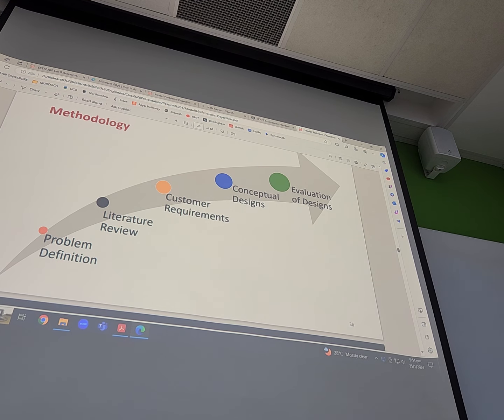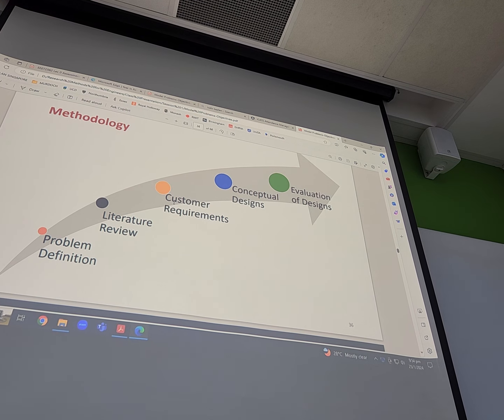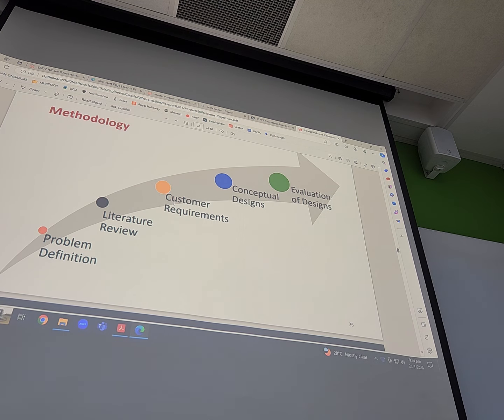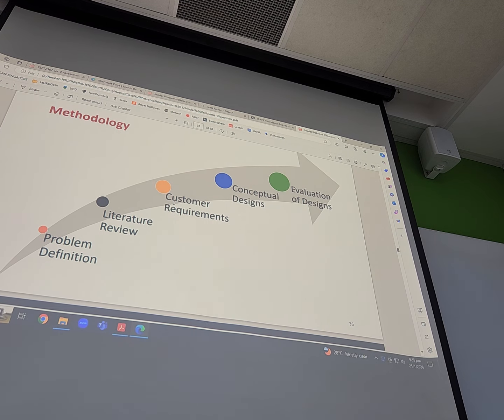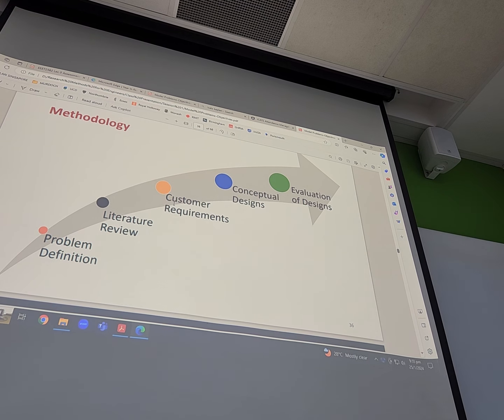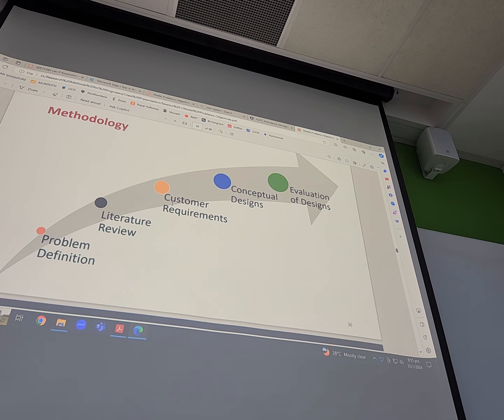Problem definition, literature review, customer requirements. Customer requirement is an important aspect of any product design. We don't design things just because we like it. There must be a requirement for a product. How do you know the requirement? It comes from the people who are using it. How do you get that? You must do a survey. The survey can take several forms.